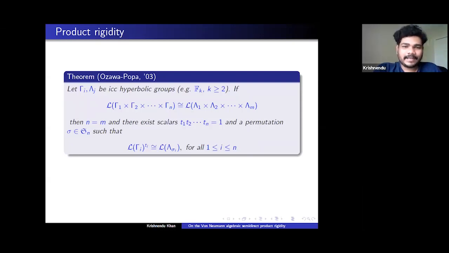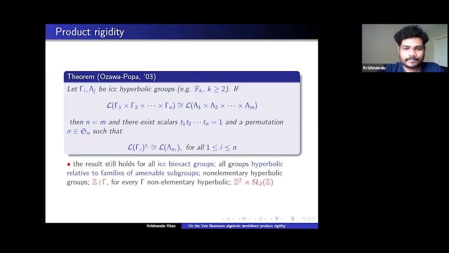So you know that if you have different products of hyperbolic groups, then this result of Ozawa-Popa shows that you have to have the same number of products. It somehow recovers this algebraic feature, that there is unique prime factorization. So there is hope that you can recover something. And then, this result holds for ICC biexact groups, hyperbolic and relatively hyperbolic groups, and wreath product groups. And also you can see that this holds for Z2 semidirect SL2Z, even though it does not have property T, but it has relative property T.